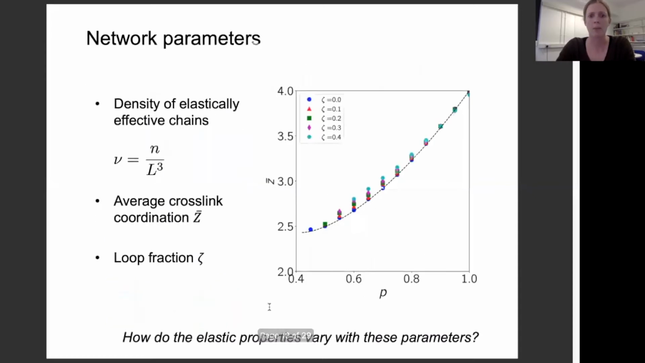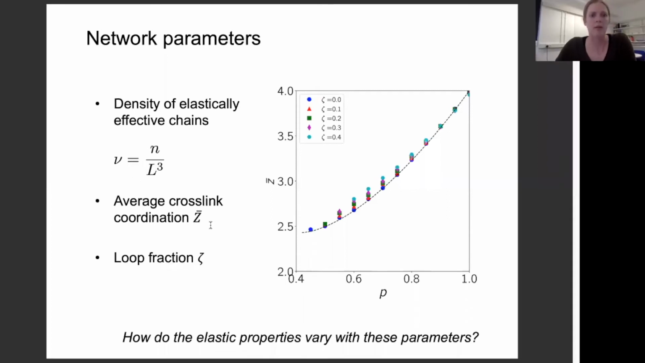So the parameters we are looking at and that we can vary independently and systematically is the density of elastically effective chains, so nu, which is the number of chains divided by the volume of the box. Now this number of chains is a simulation parameter. This is a big number, so that we have an RVE. So this is not changed basically. So we adjust the density of chains by changing the size of the box. That's how we control the density of chains.